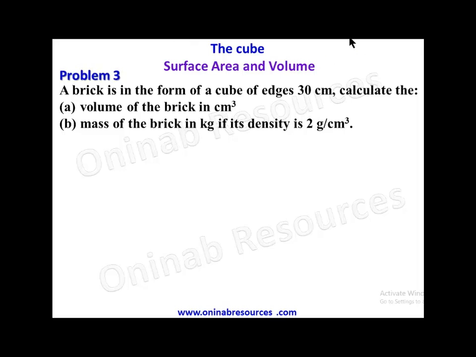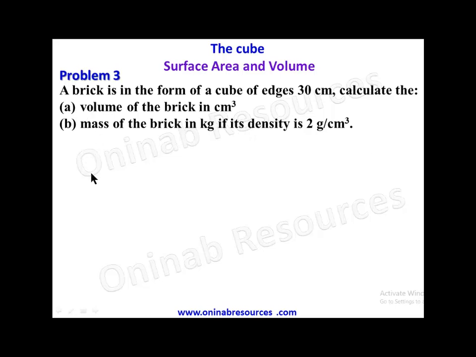For problem 3, a brick is in the form of a cube of edges 30 centimeters. Calculate A, the volume of the brick in cubic centimeters, B, the mass of the brick in kilograms if its density is 2 grams per cubic centimeter.